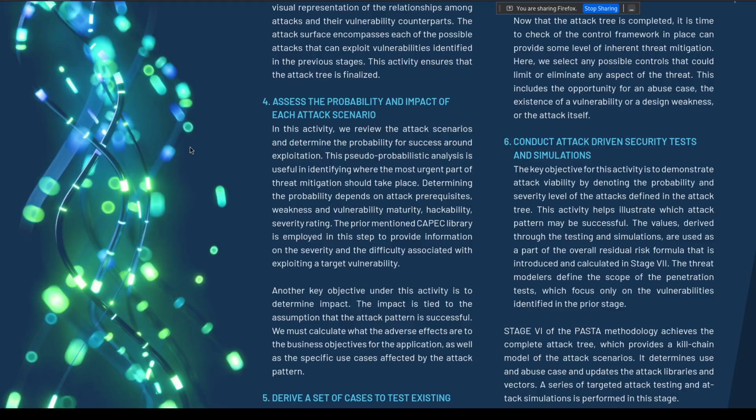We need to add this as an input to a different process. And then the next is about conducting attack-driven security tests and simulations. This is why they named it PASTA. The first line, right? Process for attack simulation and threat analysis.